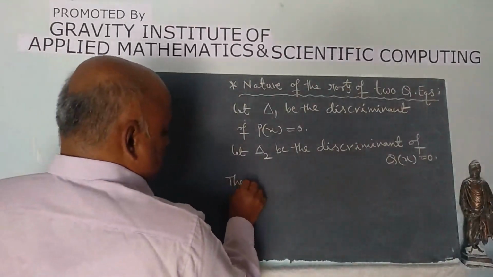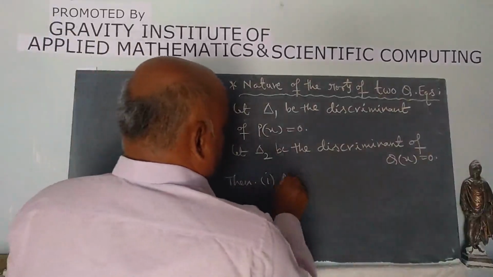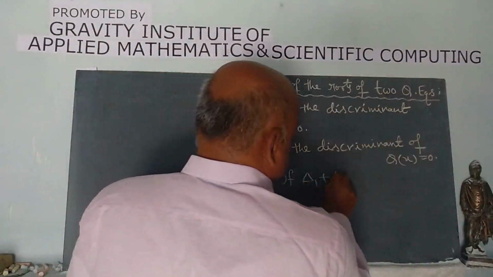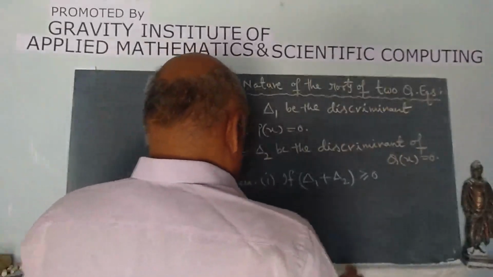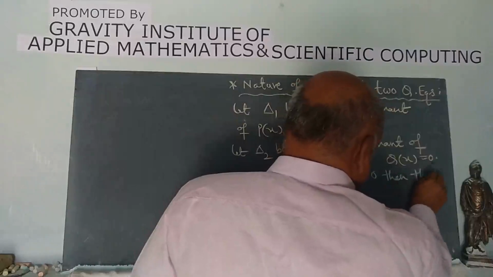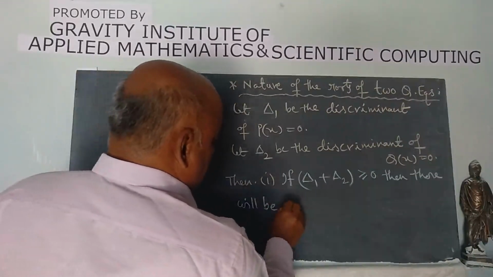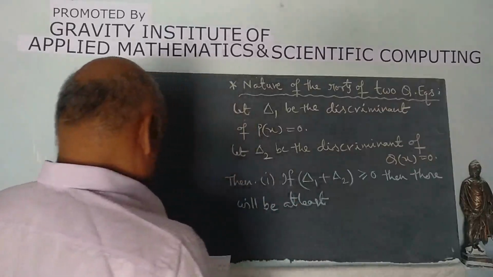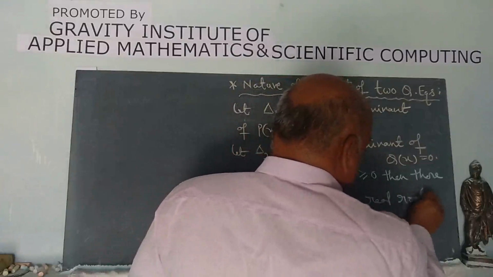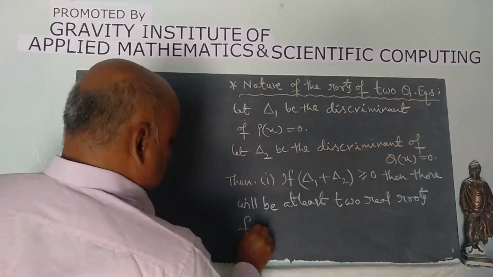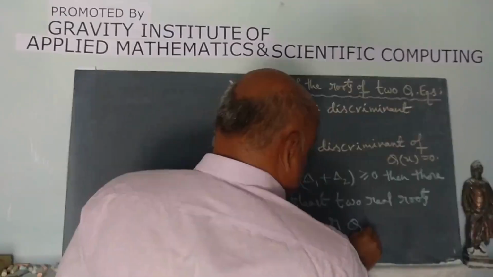Then if delta 1 plus delta 2 is greater than or equal to 0, then there will be at least two real roots for p of x is equals to 0 or q of x is equals to 0.